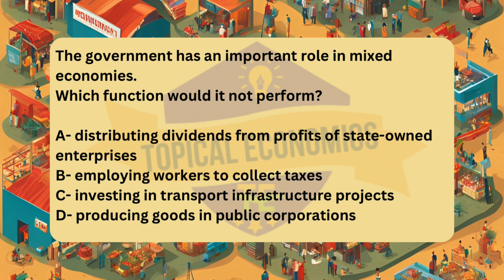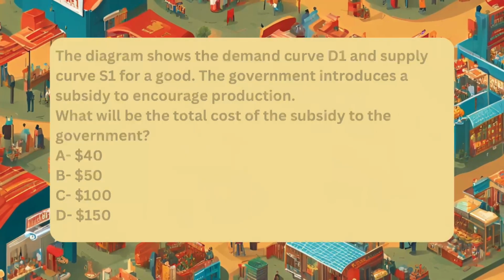State-owned enterprises, SOEs, are owned by the government, and any profits generated by these enterprises are usually reinvested into the enterprise itself, used to fund public services, or redirected into the general government budget. Distributing dividends is a function that is more typical of private firms, where profits are shared among shareholders. In a mixed economy, the government generally does not distribute dividends from SOEs to the public in the same way a private company would.